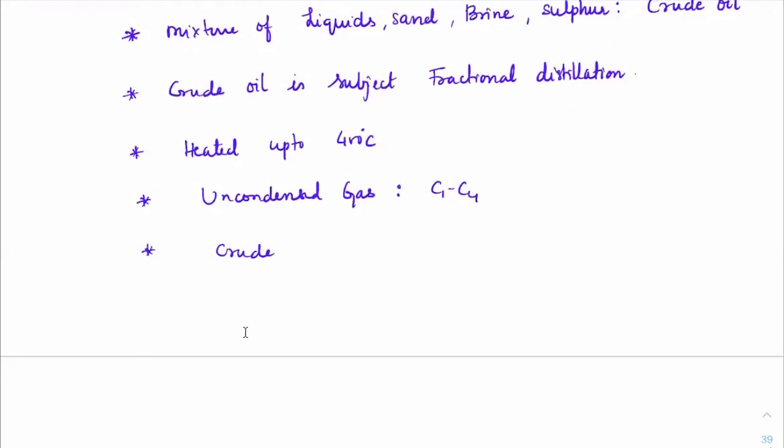Then we'll get something called crude naphtha, which is from C5 to C10. Got it? Its boiling point is in the range of 30 to 150 degrees centigrade. This is the boiling point.